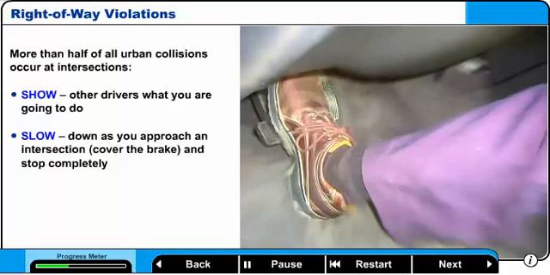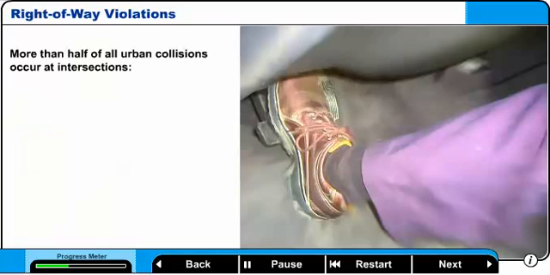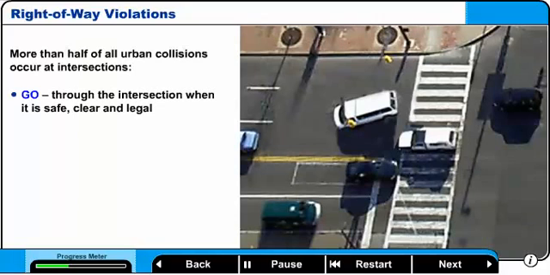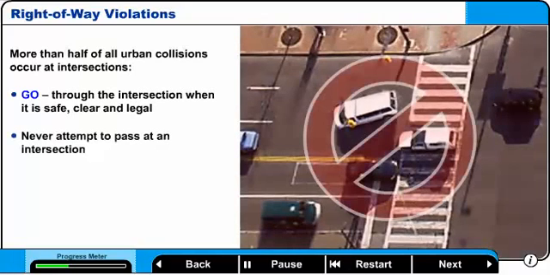Always slow down as you approach an intersection. Cover your brake as you get close. Come to a complete stop. Only go through the intersection when it is safe, clear, and legal to do so. Never ever attempt to pass at an intersection. It's too dangerous.